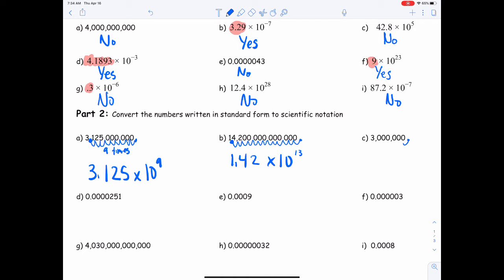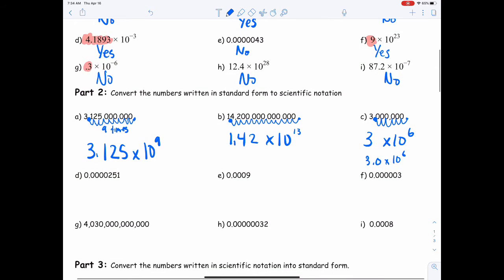Alright, so you should get 1 jump, 2 jumps, 3, 4, 5, 6 jumps. That's all you gotta do. 6 jumps, and you're now at 3 times 10 to the 6. You could do 3.0 times 10 to the 6, or just 3 times 10 to the 6. They're both equivalent. Alright, so that's how you convert big numbers to scientific notation. And small numbers is pretty much the same thing, but the opposite. And you'll notice that for big numbers, that equals a positive exponent. 10 to the 9th, 10 to the 13th, 10 to the 6th.